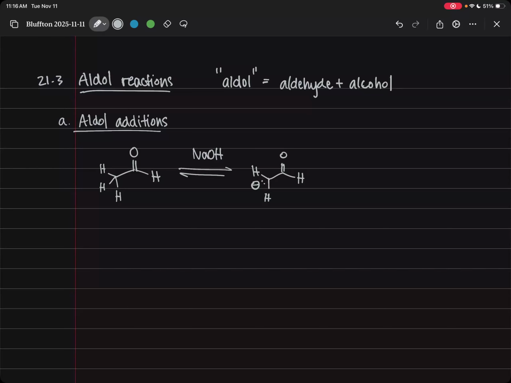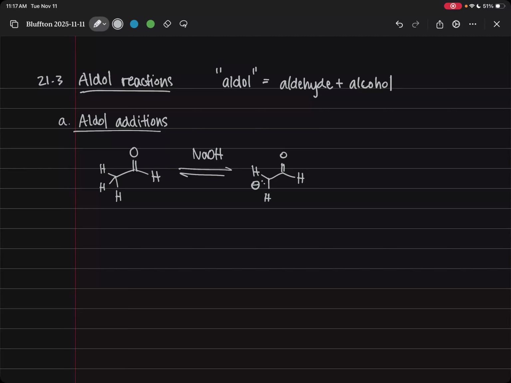unsurprisingly, these reactions are going to give us a molecule that has an aldehyde and an alcohol in the structure. All right. So there's 2 types of aldol reactions: aldol additions, which we'll do first, and then aldol condensations, which is just an aldol addition plus an extra step.